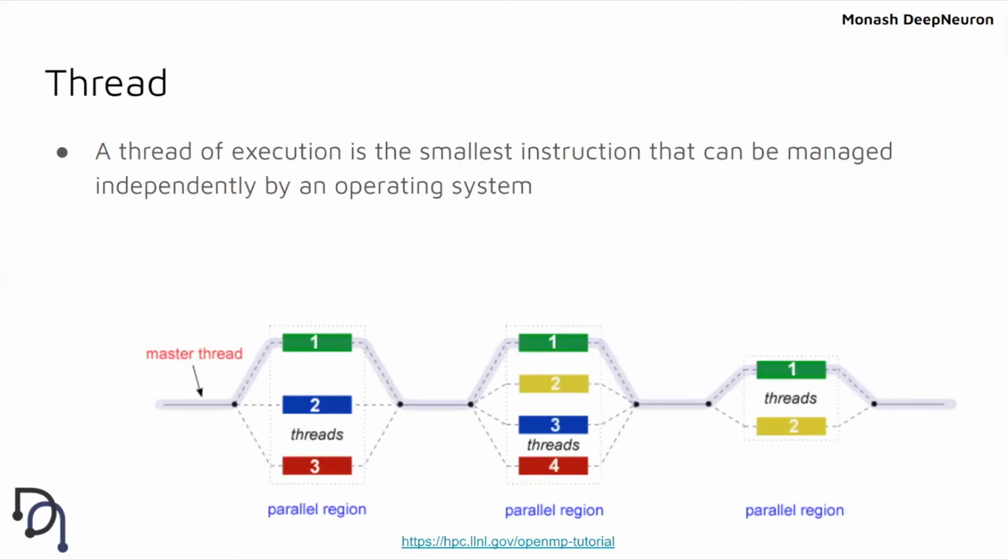A thread of execution is the smallest instruction that can be managed independently by an operating system. In a parallel region, multiple threads are spawned and utilize the cores on the CPU. Another thing to note here is that only one thread exists in a serial region.